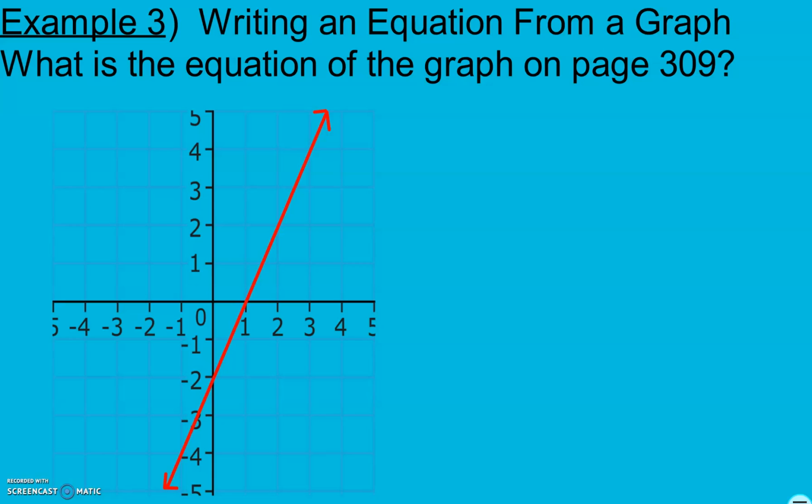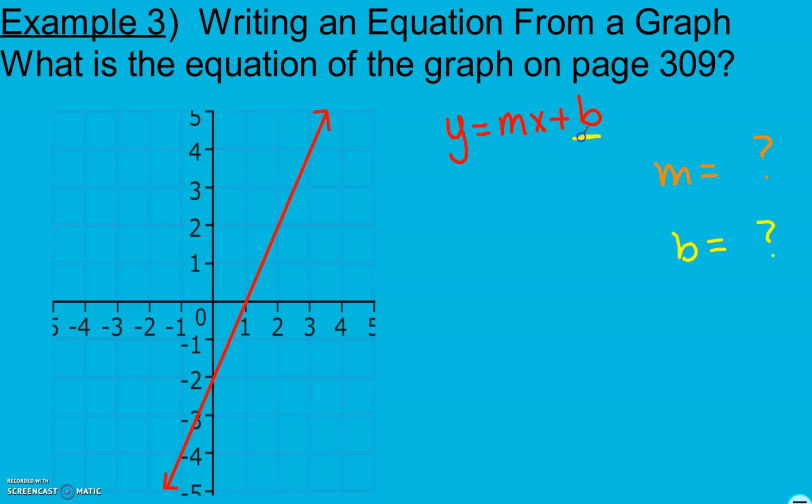Example 3 wants us to write an equation from a graph. So we want to know, what is the equation of the graph on page 309? I have a picture of it here, kind of. Well, it's a line, so we're going to start off with our formula for a line. Y equals mx plus b. So here, we need to figure out what is m and what is b.